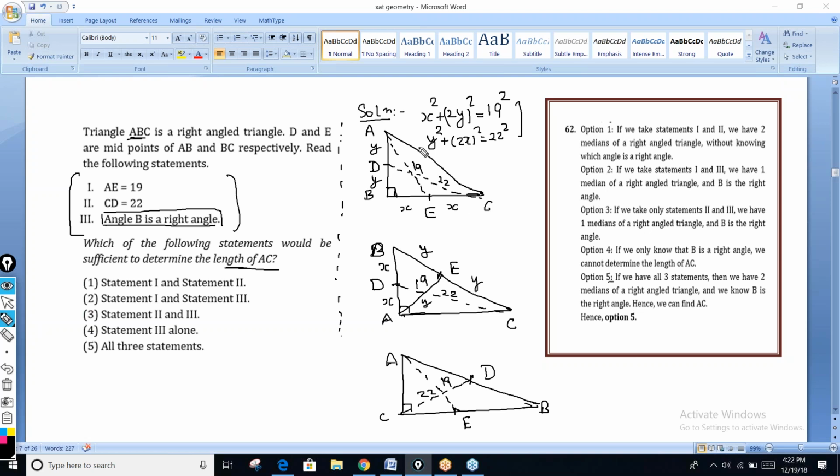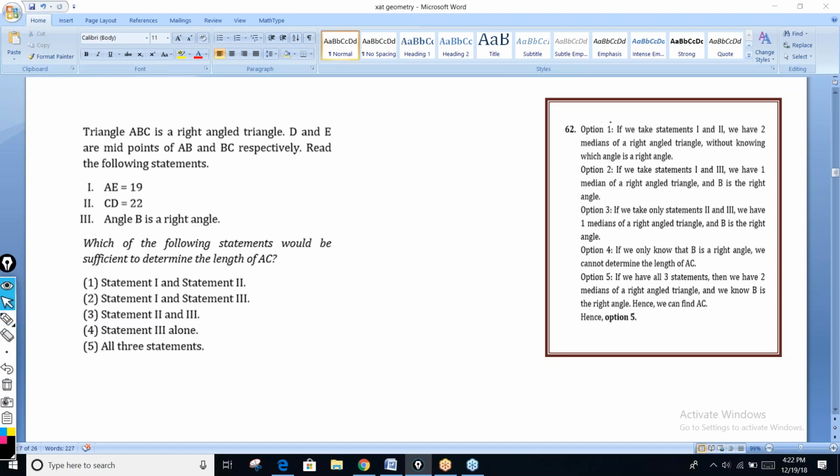But it was obvious from the picture that unless we have all three pieces of information, we cannot get the exact length of AC, right? So all three pieces of information are required. The correct answer is option 5. You can go through the solution if you want the theory part. Otherwise, with the figure, it is obvious that we need all three pieces of information to get the answer. Okay, come to the next one.